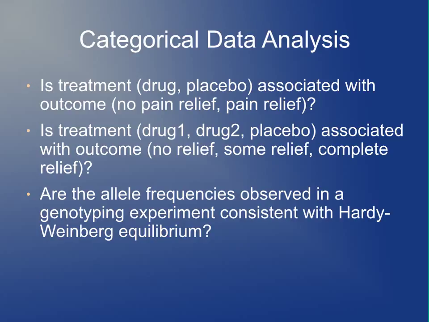Or maybe you measure the allele frequencies in a genotyping experiment and you want to know if they're consistent with Hardy-Weinberg equilibrium. All of these are examples of hypothesis tests on categorical data. The proportion tests that we discussed in the previous lecture are one example of hypothesis tests on categorical data. Today we'll discuss some other tests that can be used in more general situations.